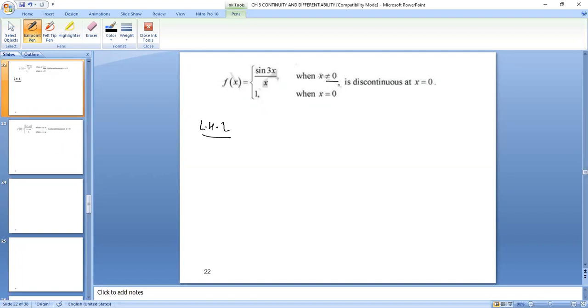Now x is equal to 0 is the point, right? So left hand limit, h is tending to 0 negative, f of 0 minus h. Whatever the point, we are subtracting h from that. Now the point is 0, so it is f of 0 minus h, which we can write as f of minus h. Now the function is f of x is equal to sine 3x upon x. This is the function, right? When we will be taking the limit, here in place of x, we will be writing minus h.